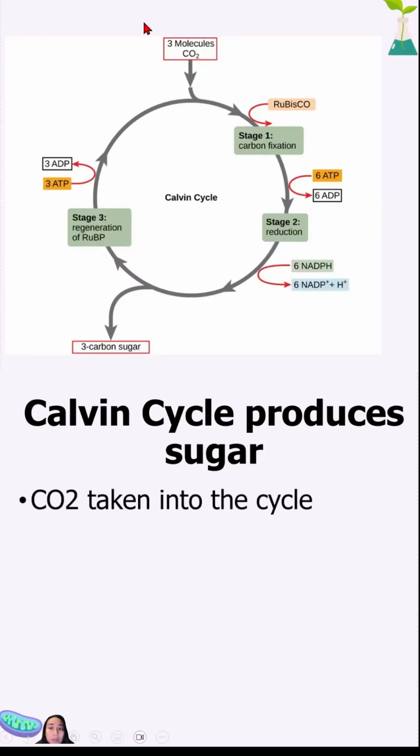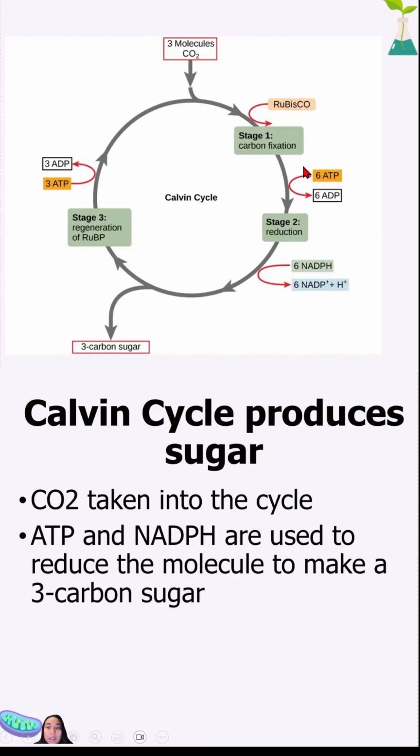So the main thing that's happening is carbon dioxide is being absorbed. So plants absorb carbon dioxide and they're going to what we call fixate it. So carbon is going to be integrated into a larger molecule through this enzyme called rubisco. And again, there's a lot of steps that are happening, but we're not really going to go into detail. But basically ATP and NADPH are going to be used throughout the entire cycle. And we're going to be making a 3-carbon sugar.